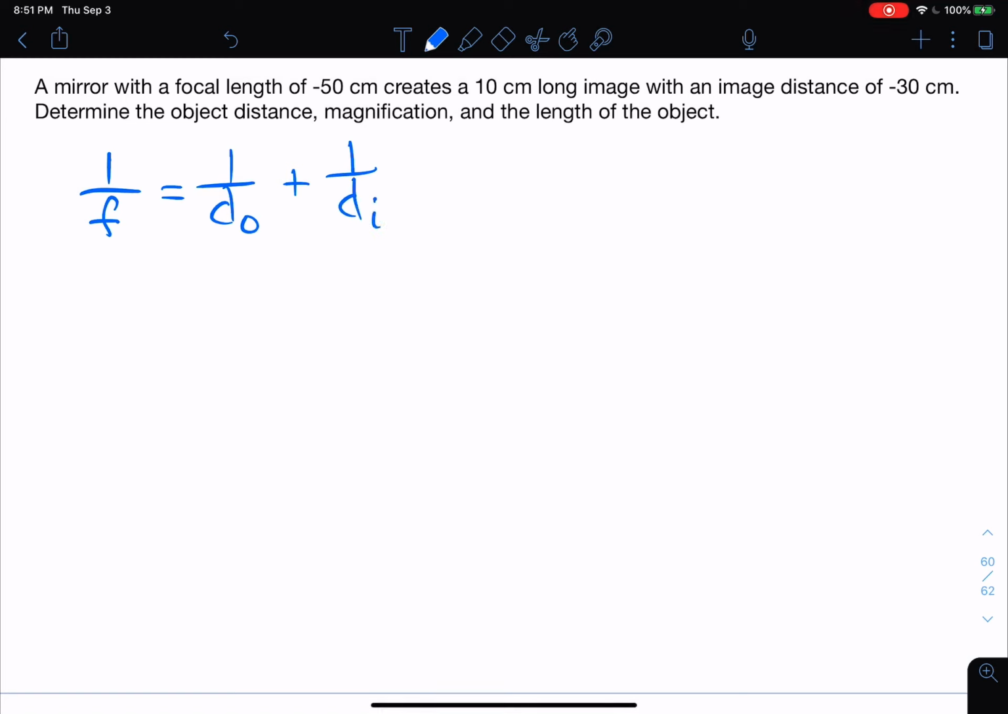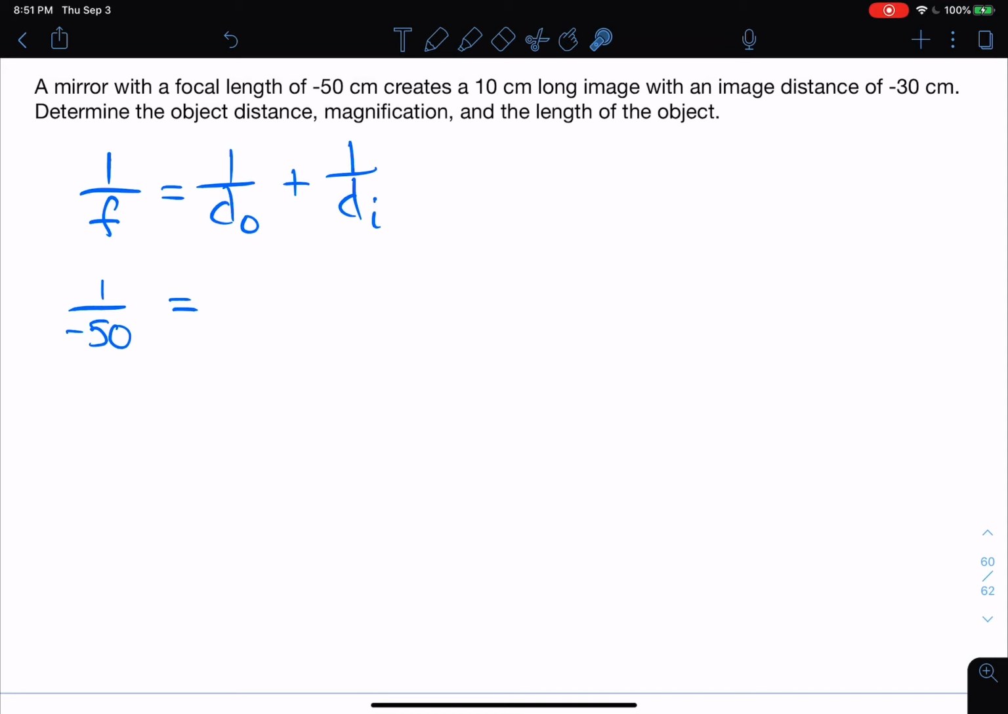So we know the focal length. The focal length is negative 50 centimeters. And I want to take a moment here to mention that I know a lot of times they say go ahead and convert your centimeters to meters. In this case, when you're using the optic formula, so long as all three of these have the same units, you don't need to convert. My focal length and my image distance are in centimeters, so there's no need to convert. That means my object distance is going to come out in centimeters.